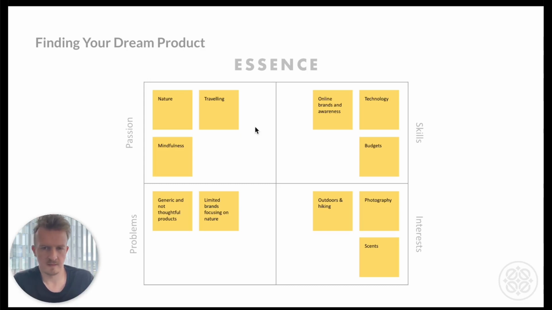Lastly is interests. I mentioned it earlier. I love getting outdoors. I love hiking. I love photography. I love smelling things, fragrances. So when I want to come up with a product, it has to be somewhat aligned to that, because they're the things that are going to drive me forward, things that are second nature to me because I enjoy doing it and I'm good at.